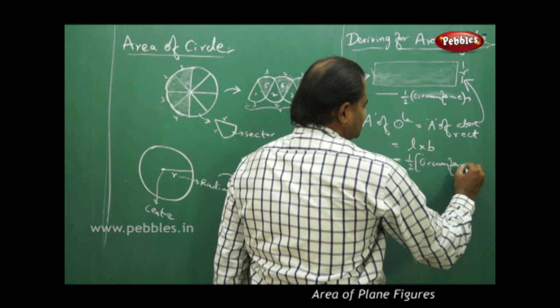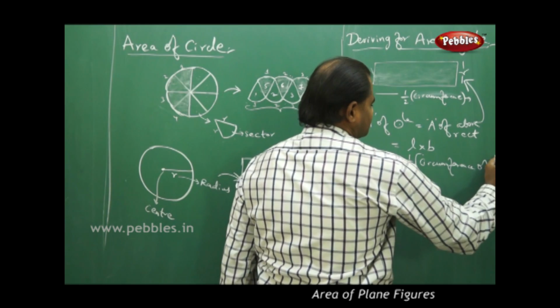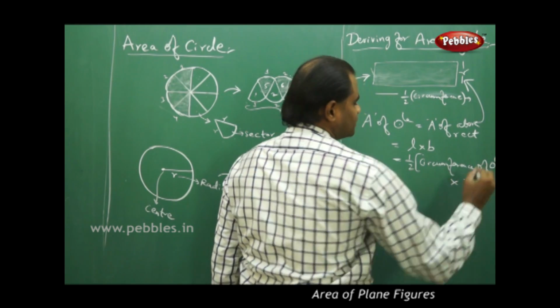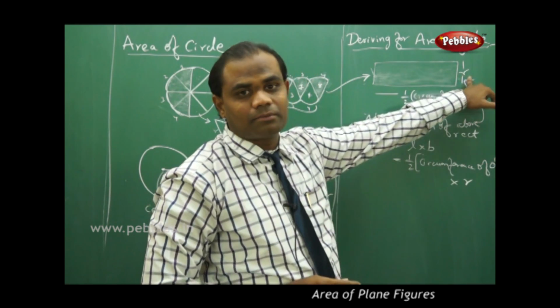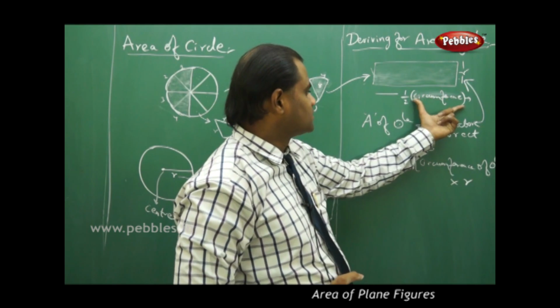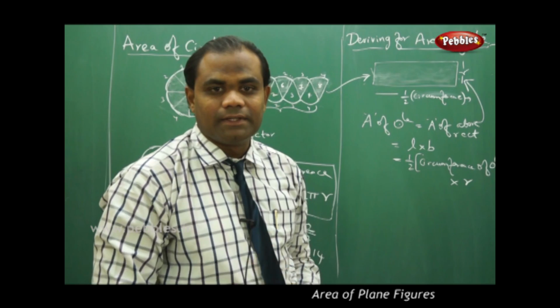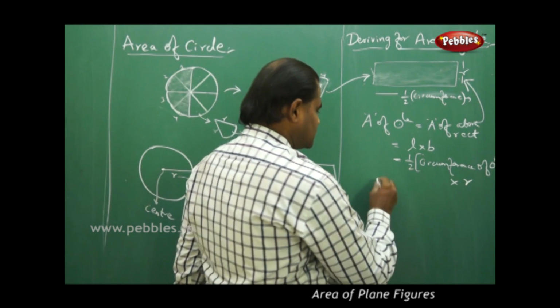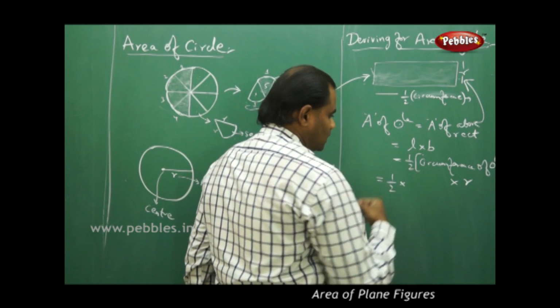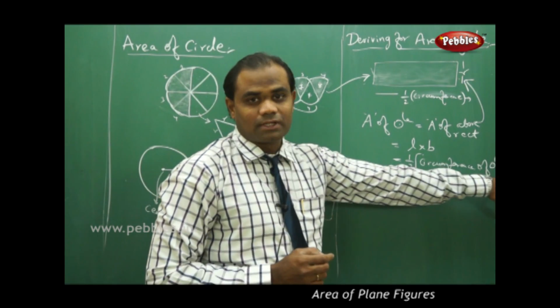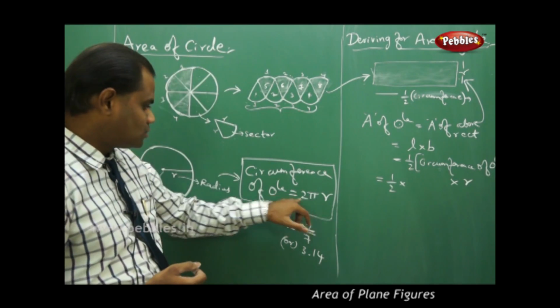My length is half the circumference of the circle, and the width is the radius. The width is already calculated to be the radius. So half the circumference, being length, times width, which is r, will give me the area of the circle. So let's see how we get it. Half into, now the circumference of the circle is already calculated to be 2 pi r.